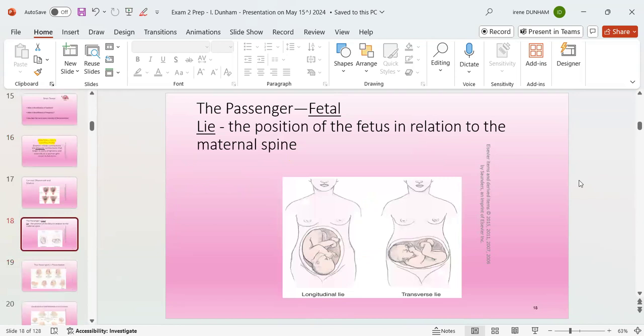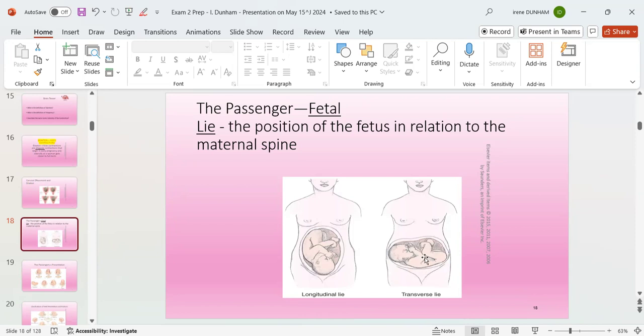So here are the different lies. The definition of a fetal lie is just the position of the fetus, the baby, in relation to mom's spine. So here you have what we call a longitudinal lie, and that just means that the spine of the baby is in line with the spine of mommy. See? Very nicely. So that's the longitudinal lie. This one here, he's in transverse. Now this one would be a C-section, right? You can't deliver this baby vaginally.